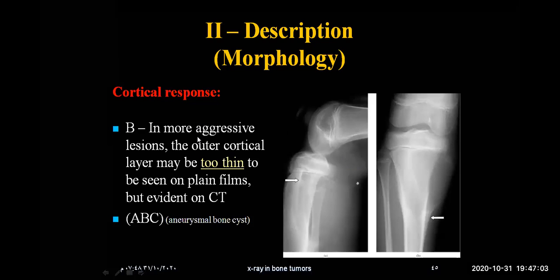In more aggressive lesions, the outer cortex may be too thin to be seen on plain film X-rays, and only be evident in other modalities, MRI or CT. This is like GCT and aneurysmal bone cyst. Again, this is what we call ballooning. Okay.